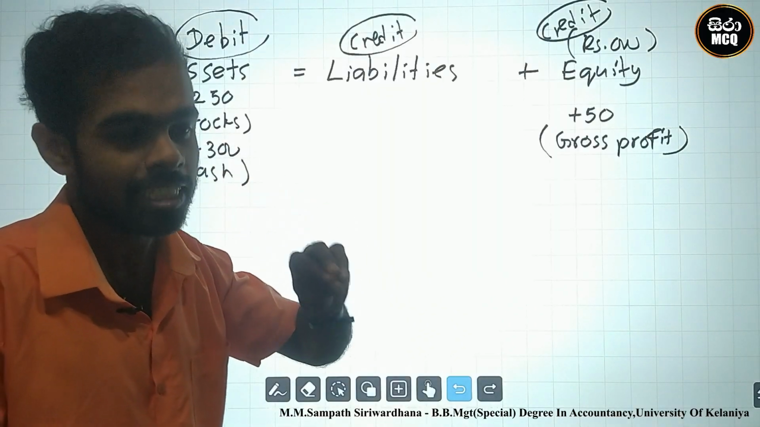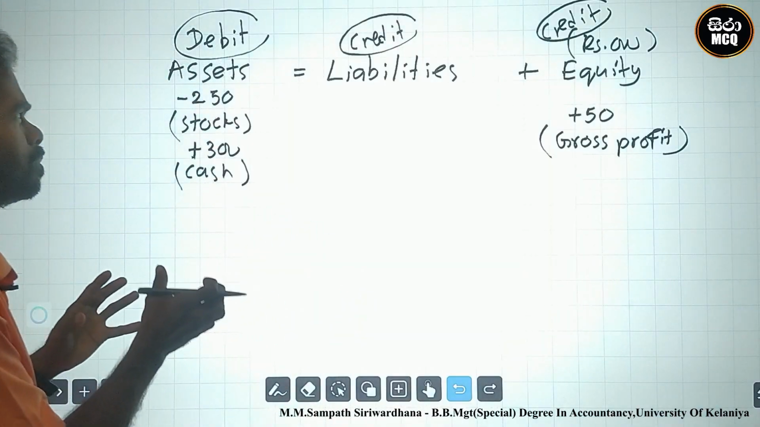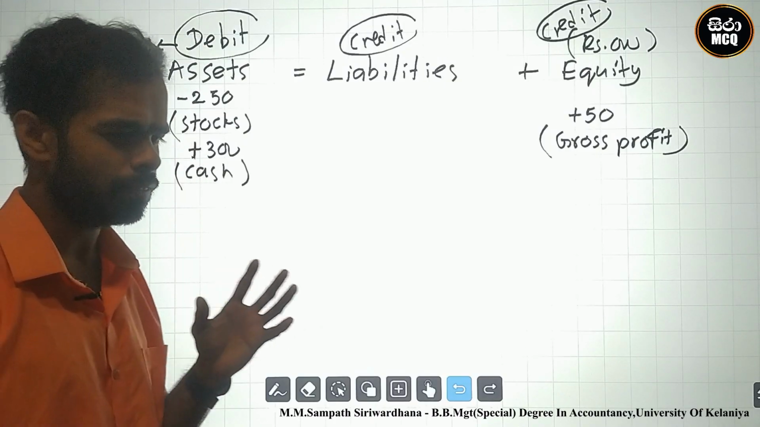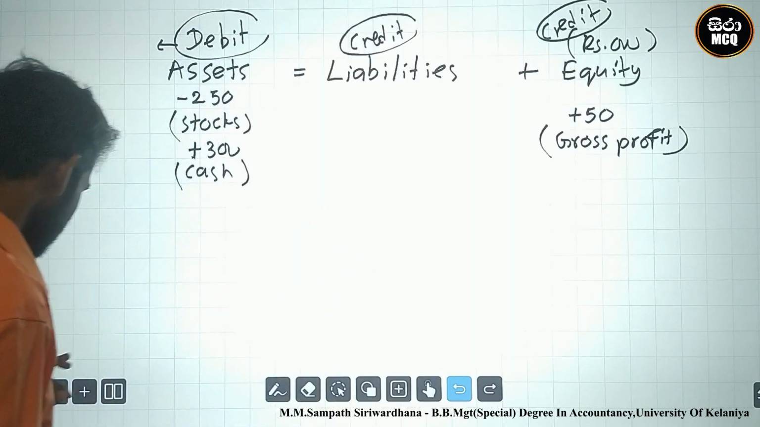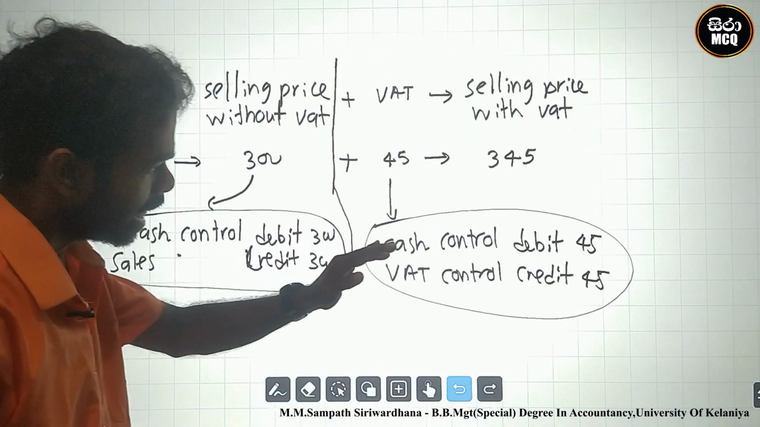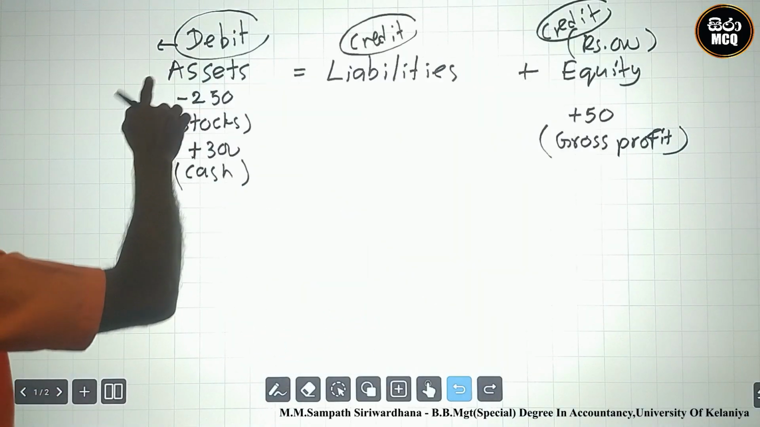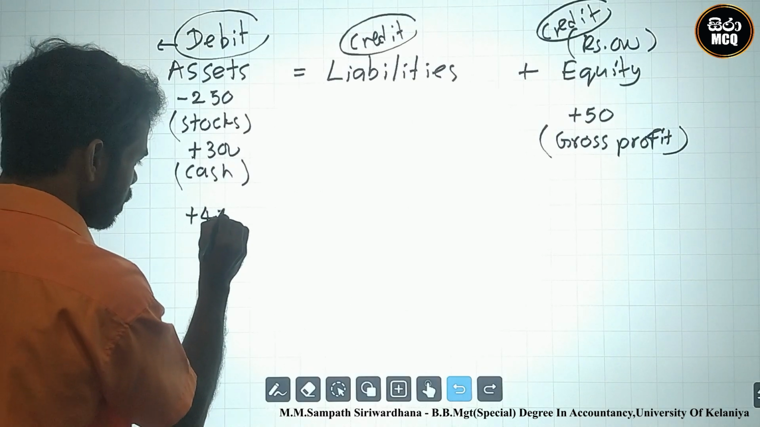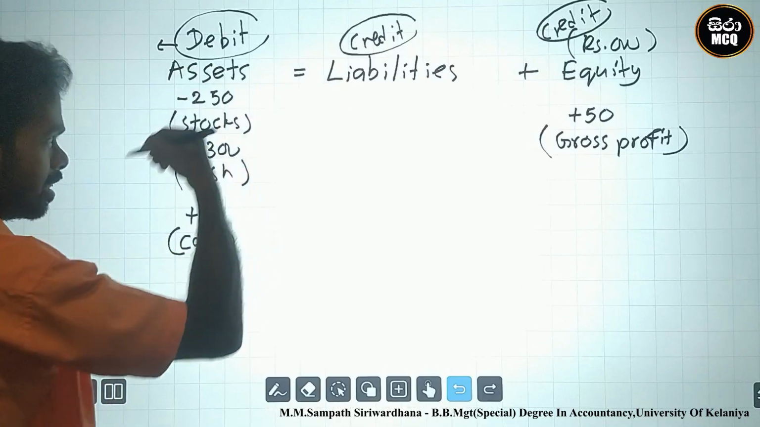The cash dial is a debit dial. This shot is a debit shot. Therefore, we must add this one. This is a debit dial. We like debits. Therefore, the debit shot is there. Cash control is debit. We must add this. Why? This is the same person. There is a debit of cash 45. Cash was debit. Debit means we must add this one.